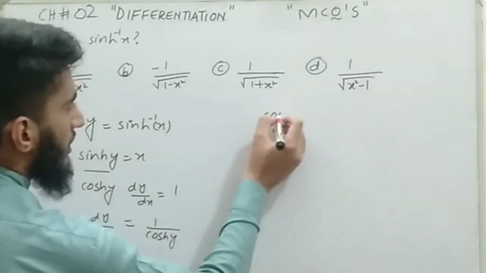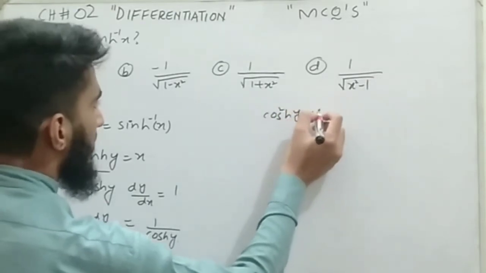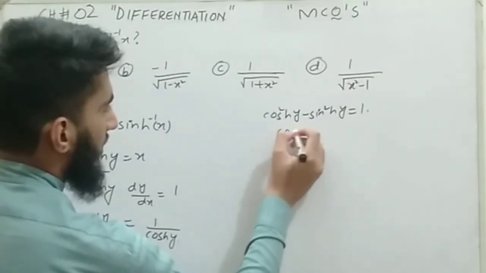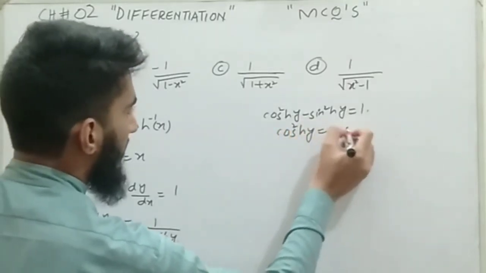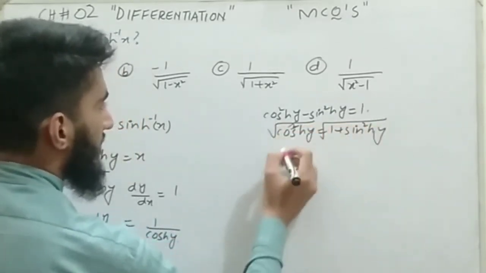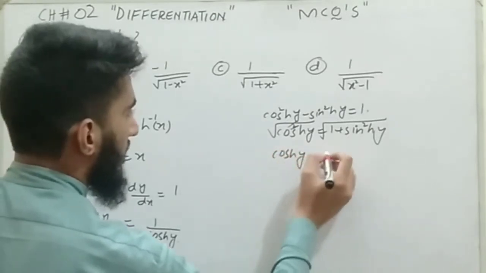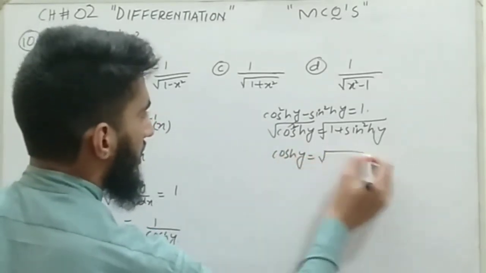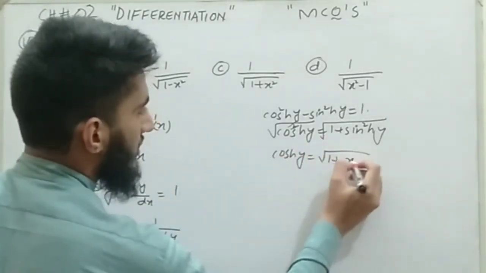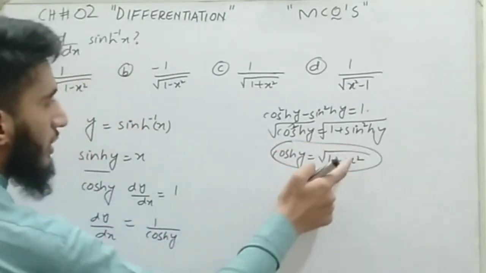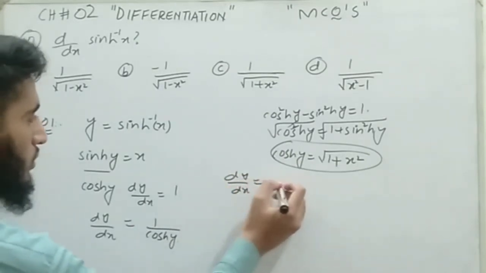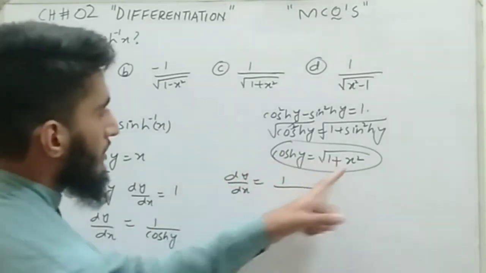We have a formula that cos square hyperbolic y minus sine square hyperbolic y is always equal to 1. Now shift negative sine square hyperbolic y to the right hand side. It becomes cos square hyperbolic y will be equal to 1 plus sine square hyperbolic y. Taking under root on both sides, the square cancels out with the under root, and we are left with cos hyperbolic y equal to, here we will take a positive sign, under root of 1 plus sine hyperbolic y square. Sine hyperbolic y we consider equal to x, so it becomes 1 plus x square. So the value of cos hyperbolic y is under root of 1 plus x square, so just put it over here. So the derivative dy by dx will be equal to 1 divided by cos hyperbolic y, which is 1 plus x square under the root.